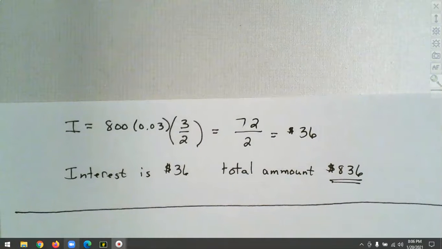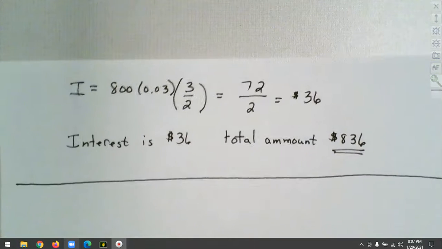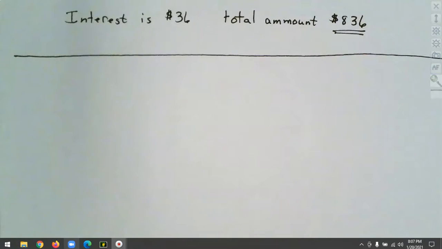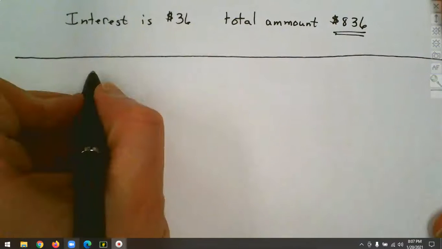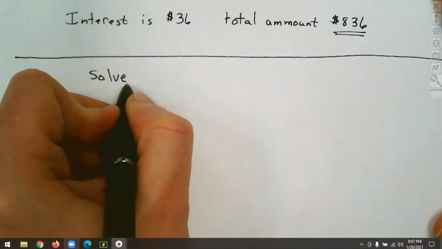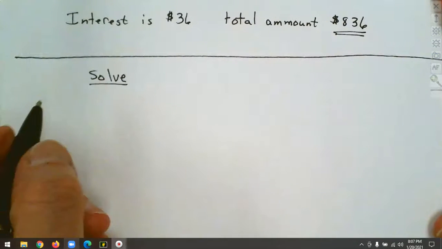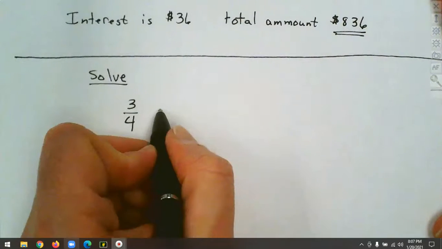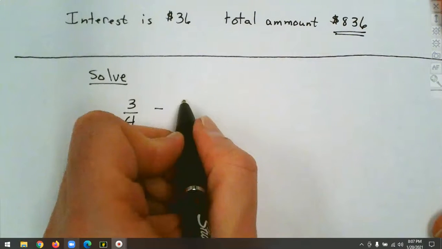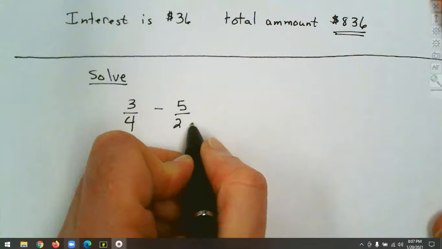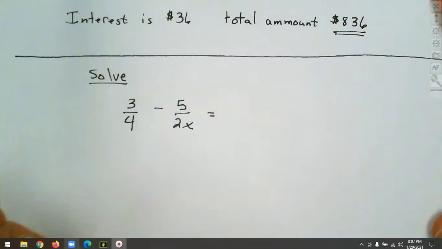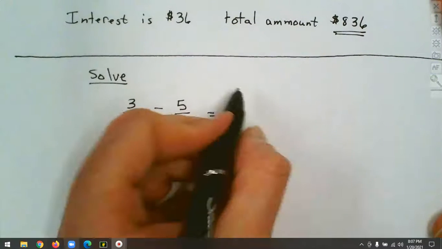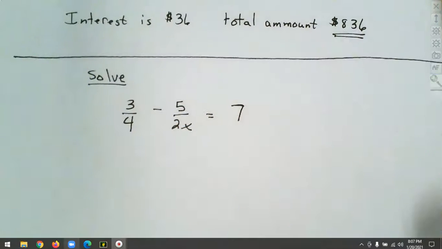Another type of problem that I want us to look at, just to make sure we have these down, is how we handle the x in the denominator of a fraction. So let's try and determine how we would solve this. How would we solve 3/4 x minus 5 over 2x equals 7?